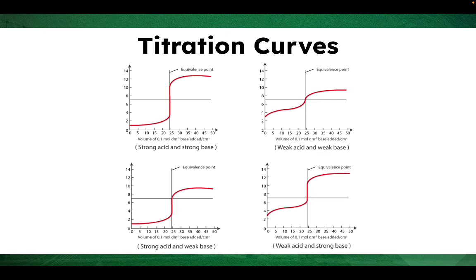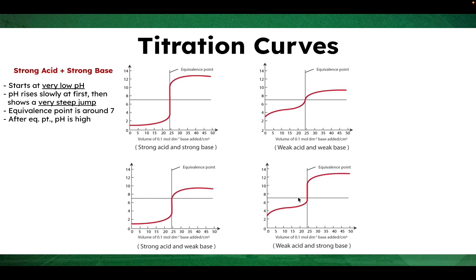Now, there are 4 types of titration curves that you can see, depending on the type of acid and base that you're comparing. Strong acid, strong base titration curve, strong acid, weak base titration curve, weak acid and weak base titration curve, and the weak acid and strong base titration curve. For strong acid and strong base, they start at a very low pH because again, initially you have a strong acid. So as you add more strong base, pH slowly rises. However, at some point, this will show a very steep jump. So in this figure, it's from 3 and it jumped directly to around pH 10. The equivalence point is always around 7. After the equivalence point, pH becomes really high.